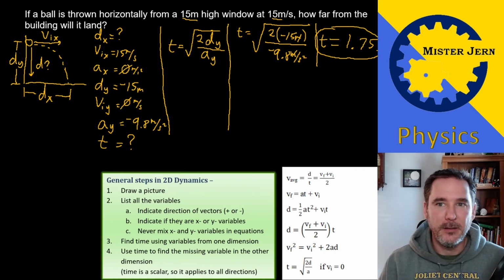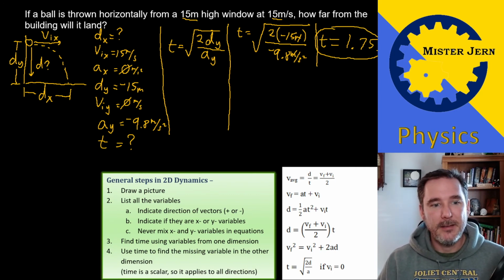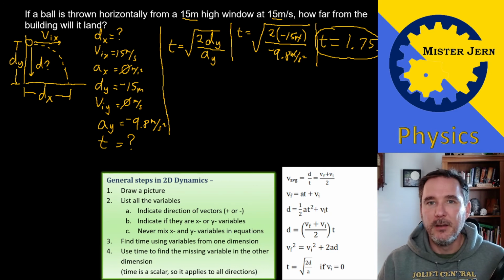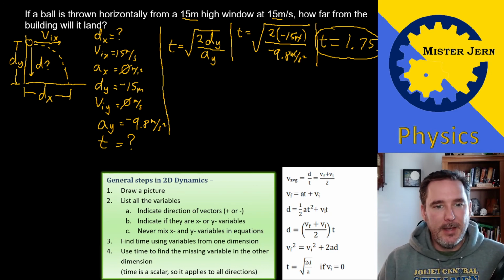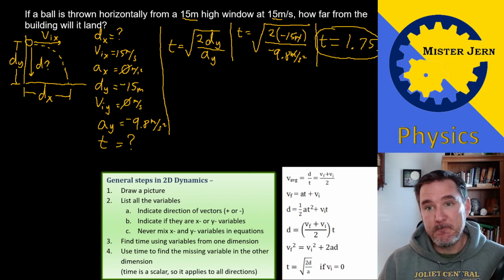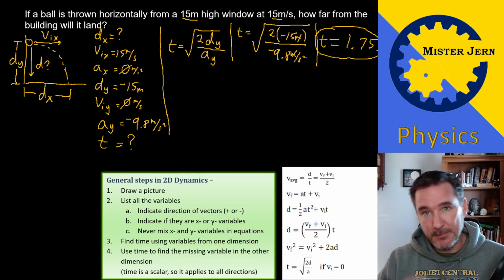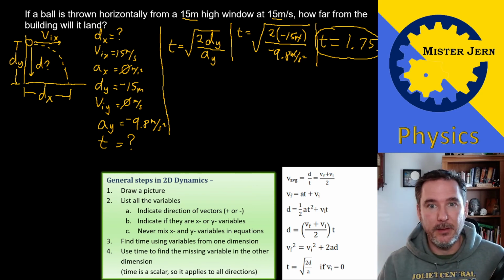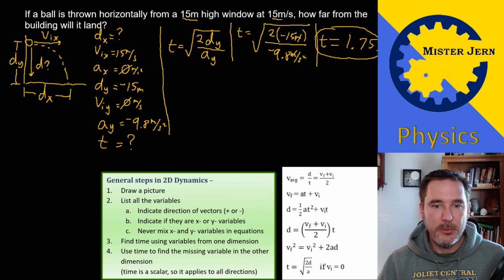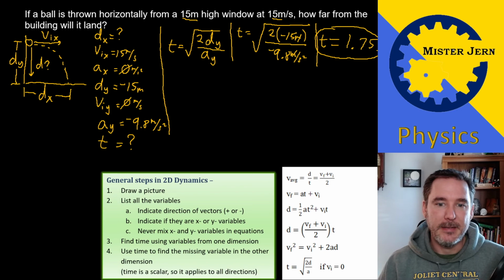That's not our final answer, but that's how long it's spent in the air. And that's kind of important to know. So let me just tidy things up a little bit here. Now we found the time. Great. Time is not a vector, it's a scalar, and so it's basically not affected by dimension. You can mix that together with the x's. So that's what we're going to do. Use time to find the missing variable in the other dimension. And like it says here, time is a scalar, so it applies to all directions.